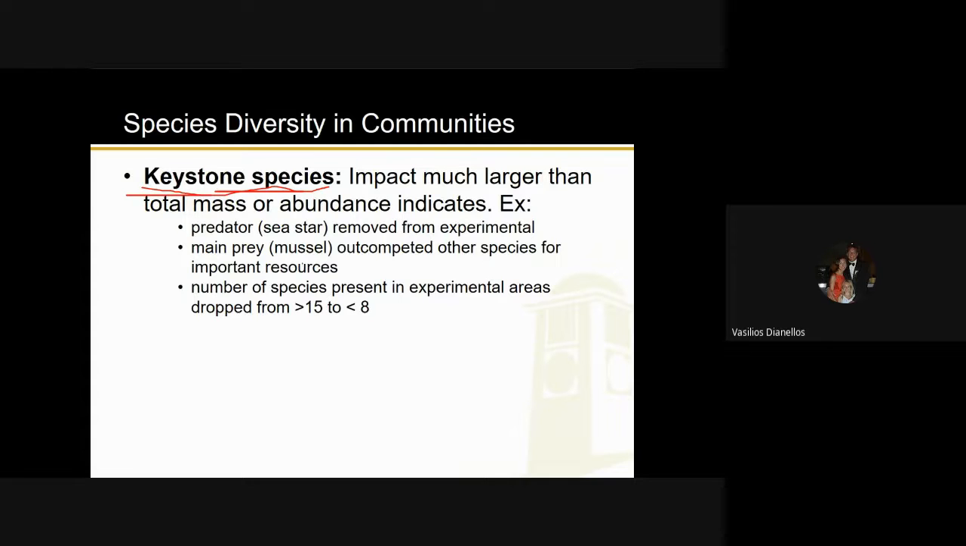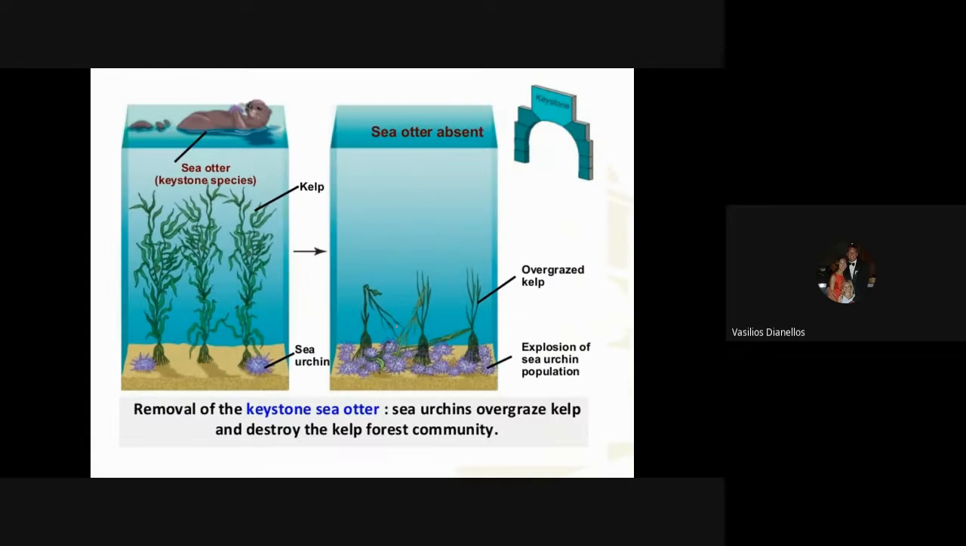And a keystone species is a species whose impact is much larger than the total mass or abundance indicates. Your book gives a good example, and rather than read it, I'll just show you and talk about it. So here we go. I don't think this picture's from your book, but the sea otter here is a keystone species.